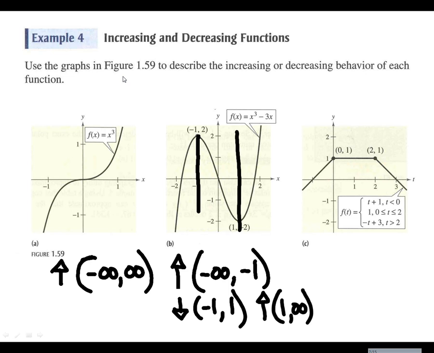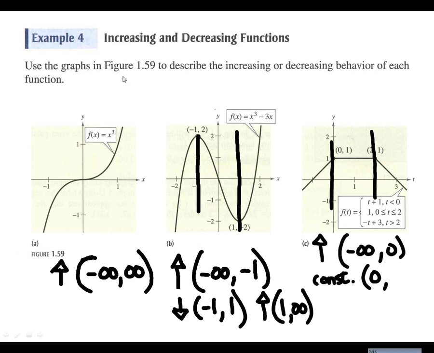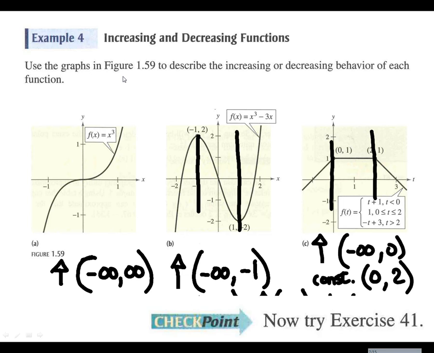All right, last one here, we're increasing from negative infinity to right here, which is 0. We are constant from 0 to 2, meaning we're not going up or going down. And we're decreasing then from 2 to infinity. All right, so that's the concept. See if you can do exercise 41.